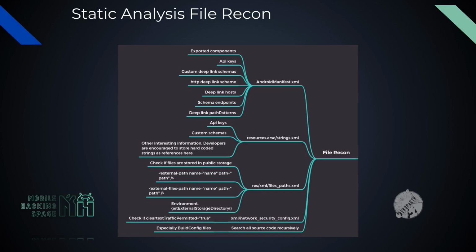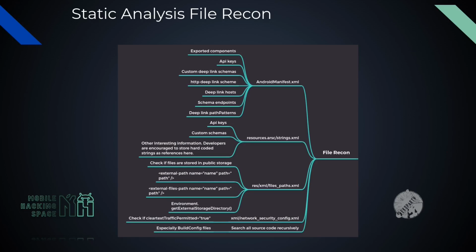And the first place I always look is AndroidManifest.xml because that's essentially a blueprint for the entire application. And here you'll find exported components, API keys, custom deep link schemas, HTTP deep link scheme, deep link host, schema endpoints, deep link path patterns. So all those values you will combine to create exploits or create proof of concepts.